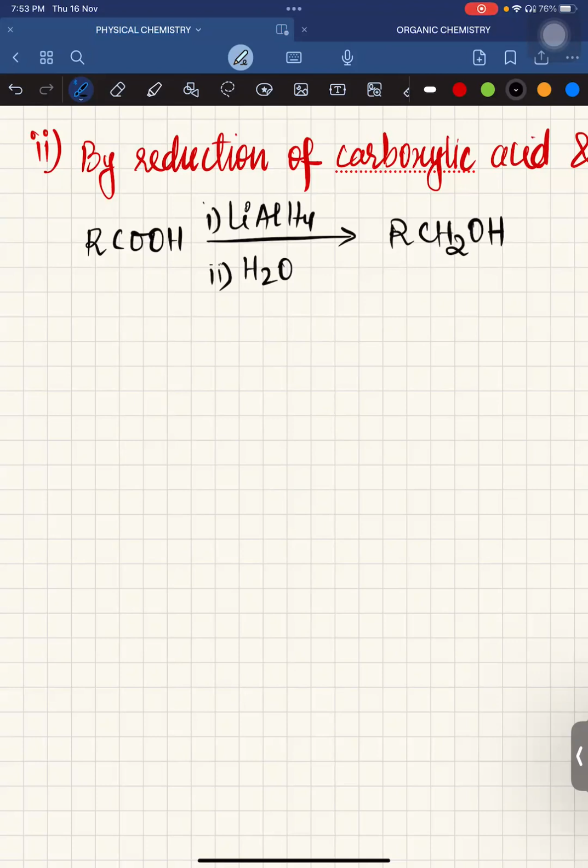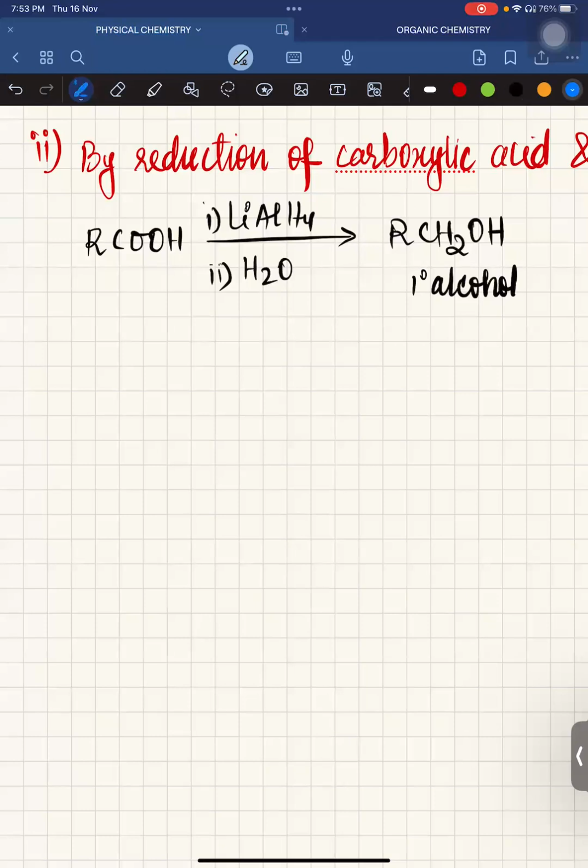See, if you use a mild oxidizing agent on 1 degree alcohol, you will get aldehyde. Then again you have to reuse that mild oxidizing agent to get carboxylic acid. In the same way, when you use a strong reducing agent, carboxylic acid will be converted into 1 degree alcohol, and a mild reducing agent will give aldehyde and then 1 degree alcohol. Is that clear?